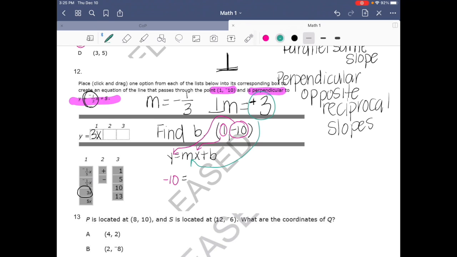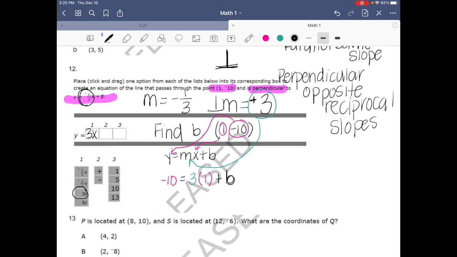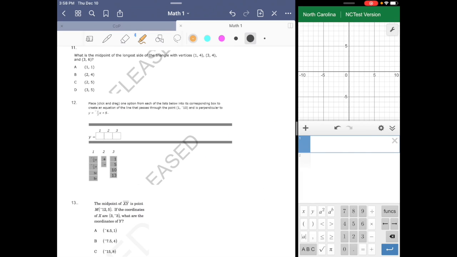So this is going to be negative 10 equals positive 3 times 1 plus b, because we're solving for b. That's what we want to find, is that b value. All right, so this is going to be negative 10 equals 3 times 1 is 3 plus b. And then we're going to subtract 3 to solve. So b is going to equal negative 13. So we're going to bring the negative over and the 13 over. And there's my answer.